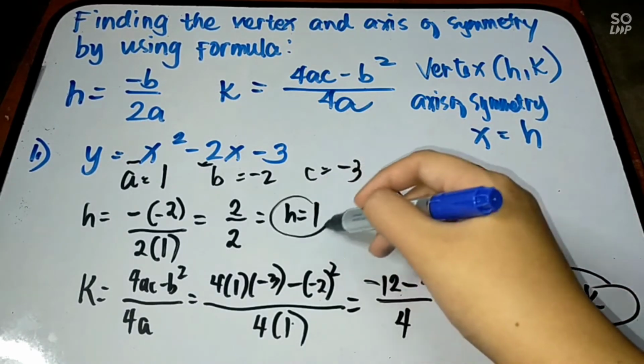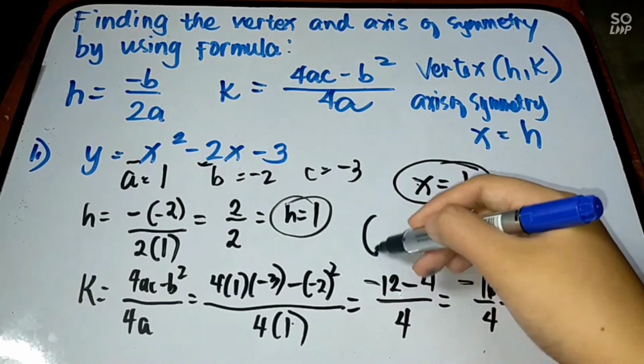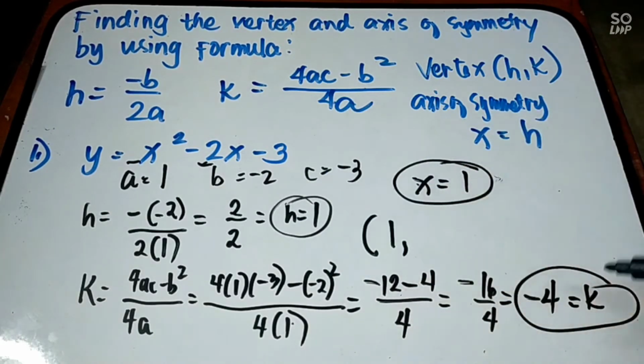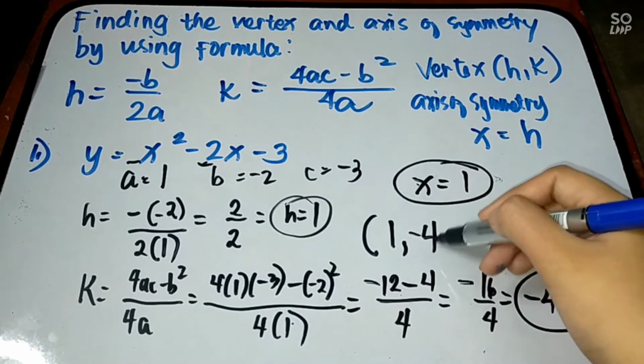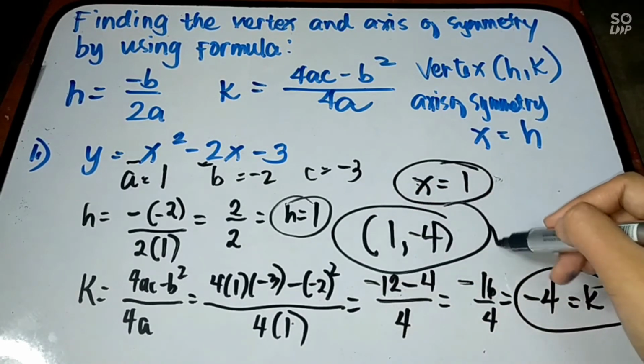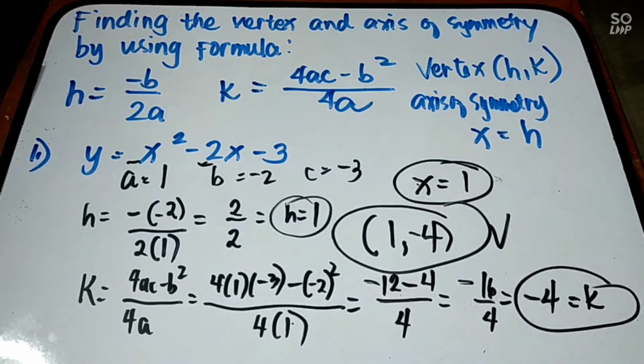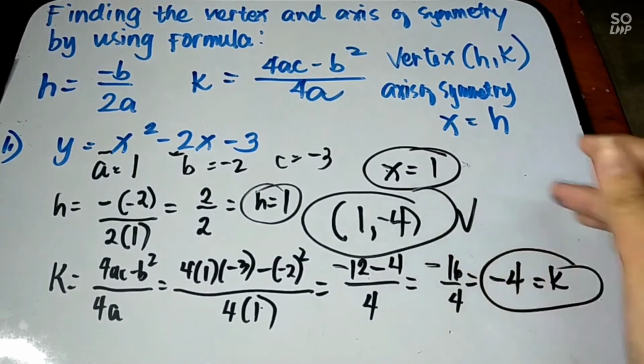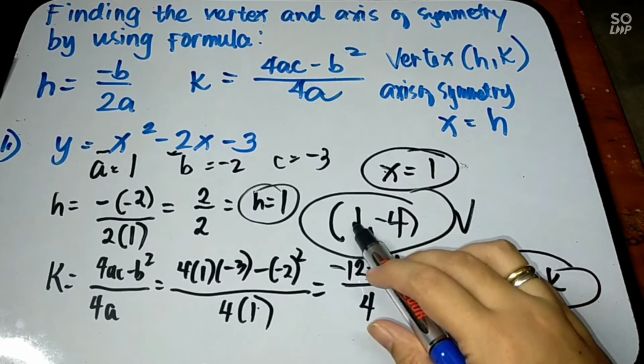Meron ka nang H, meron ka nang K. So, for the vertex, ang H mo is 1, ang K mo is negative 4. This is now your vertex. Is it clear? So, ganun lang siya kasimple. O, paano mo naman siya gagawing equation? O, meron ka nang H at K.